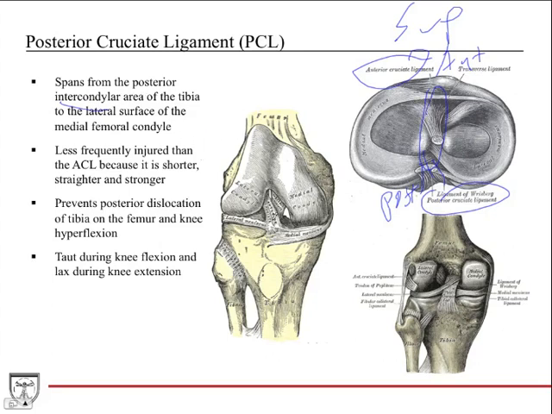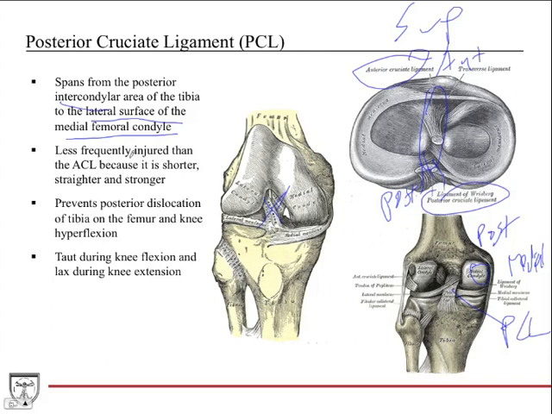So here's the ACL here, here's the PCL coming up here onto the lateral surface of the medial femoral condyle. And you can see that right here. Here it is coming off that posterior aspect. This is again your posterior view. Here's your PCL right here, and it's spanning into that lateral surface of the medial condyle, because this would be medial, and this would be your lateral surface of the medial condyle here. So again, ACL like this, PCL like this, they cross.